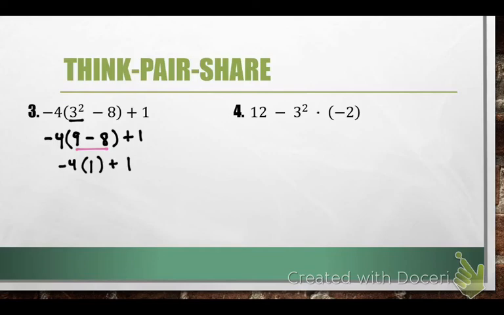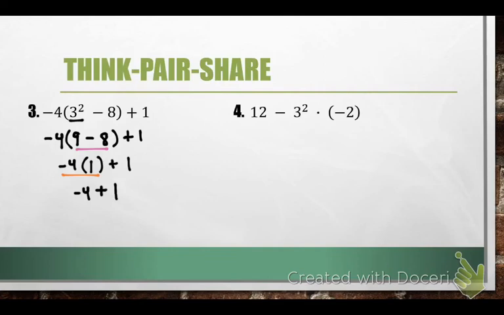Reagan, what should I do next? Multiply -4 times 1, and when you do that, what do you get? You get -4. You are correct, -4. And then remember, all we're doing is just bringing everything else down, so drop down the +1.